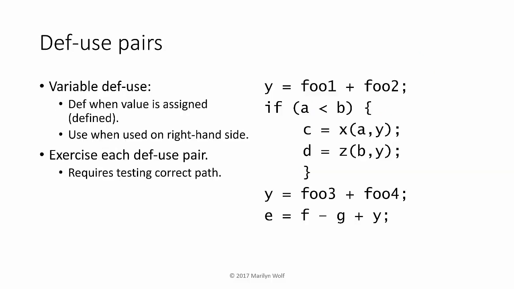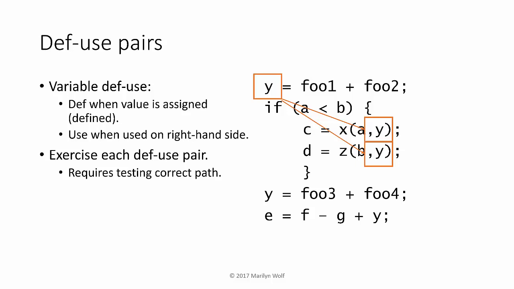Def-use pairs are a different way to exercise code. A def-use comes from compiler terminology. Here, y is used on the left-hand side of an assignment. So we call that a definition, or def. Here are two uses of that assignment to y. So this gives us two possible places that we're going to use y. We can generate a test for each one.